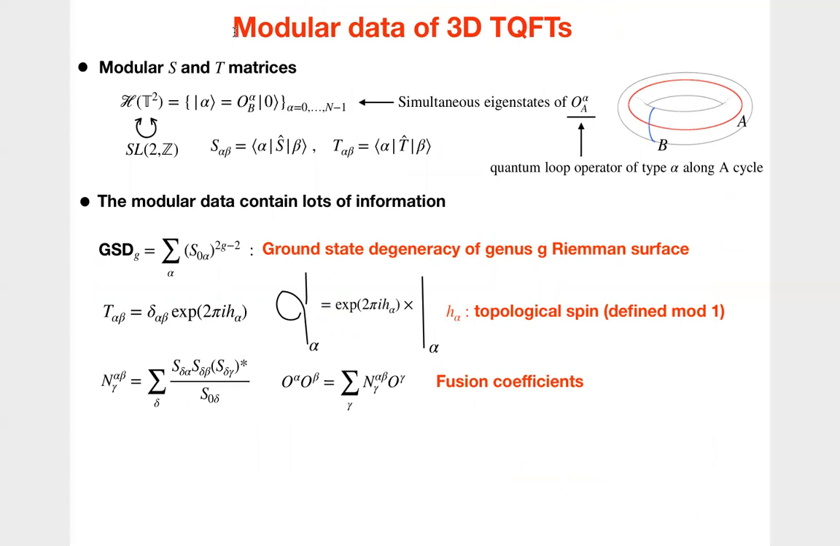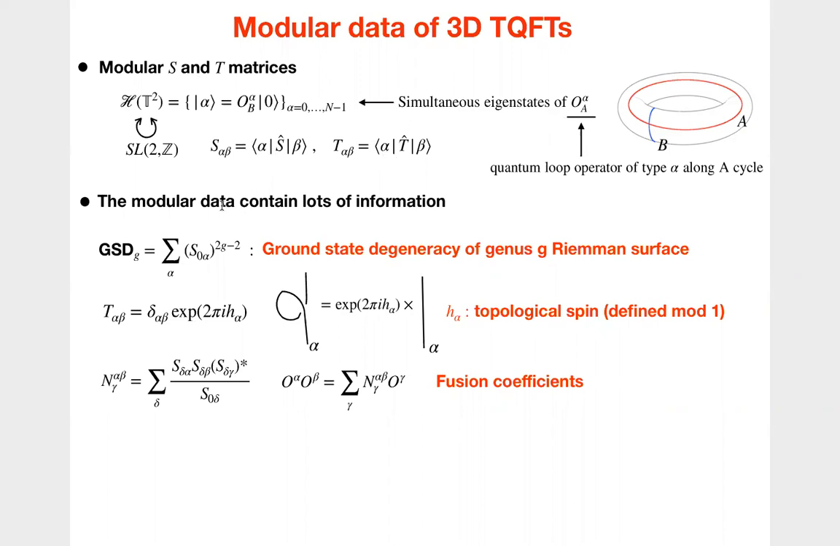One important subset of these modular tensor categories is called the modular data of 3D topological field theories. The modular data consists of the modular S matrix and the T matrix. This can be regarded as follows: if we consider a Hilbert space on a torus, there is one natural basis of the Hilbert space, obtained by exciting the vacuum with loop operators of type alpha. And the S and T matrices are basically the matrix elements of the SL(2,Z) generators with respect to this basis. This is an N by N unitary matrix, and this is also a unitary matrix.